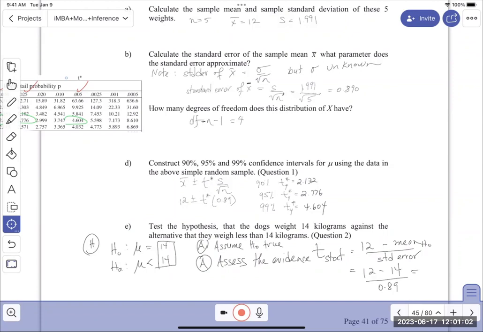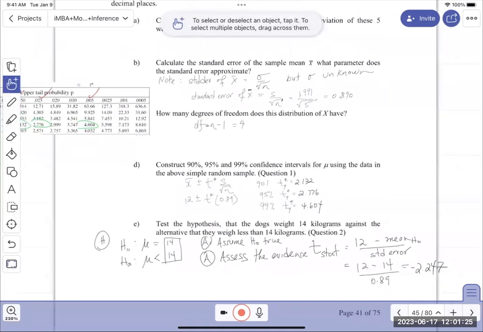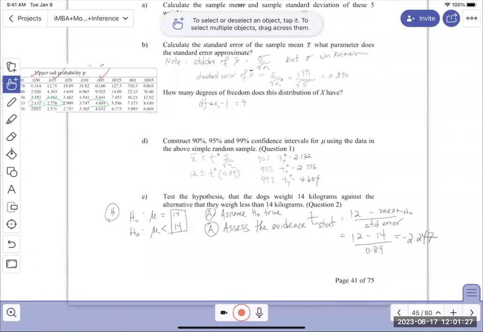Let me double check. So it's 12 minus 14 divided by 0.89, and I get negative 2.247. I can keep 3 decimal places because the T table has 3. If it was for the Z table, I just keep 2. Right. And then what do I do? So I've done my 3 steps.